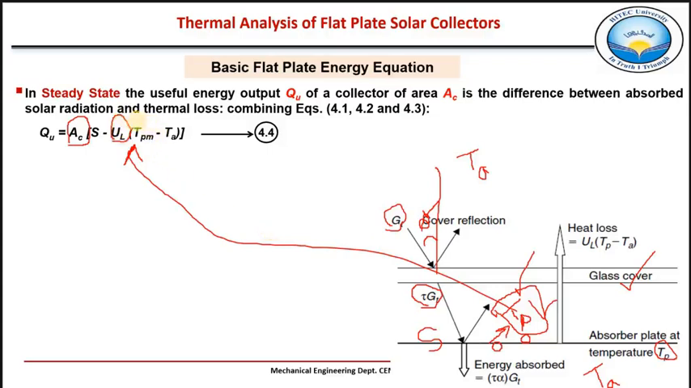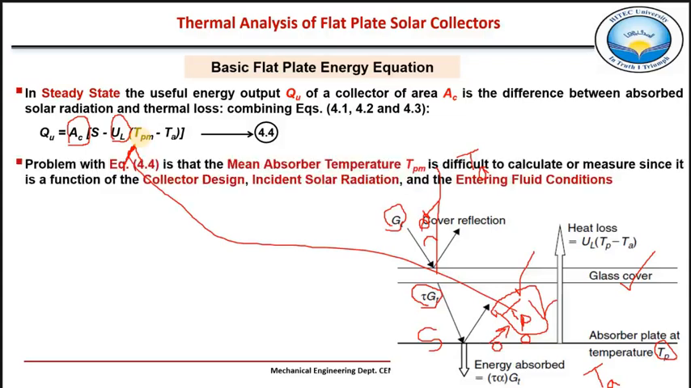So these two unknowns are not that easy to calculate, so this is something which we will now learn, how to calculate or estimate these two unknowns, UL and TPM, and both are dependent on each other, this overall heat loss coefficient and the mean plate temperature. So that is explained here.